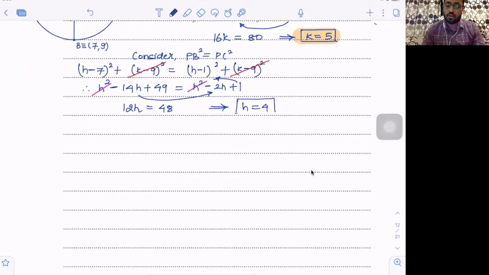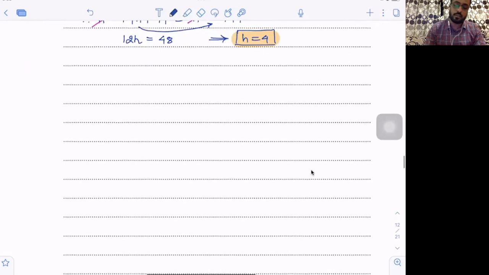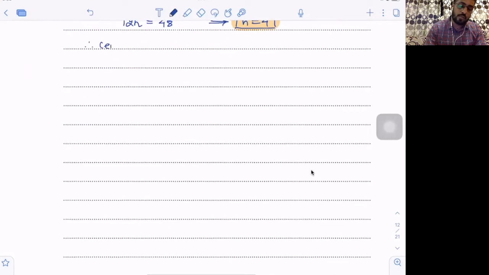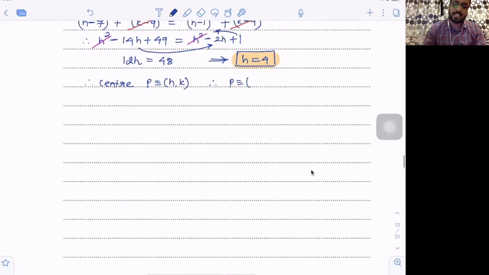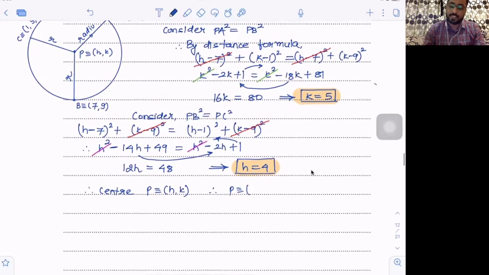See, students, I've got the value of H also. That means now I have the coordinates of the center. So therefore, I now remember the center was given by P, whose coordinates were H comma K. Therefore, the center now has coordinates H is 4 and K is 5. 4 comma 5. Now I have got the center. Now I need the radius.